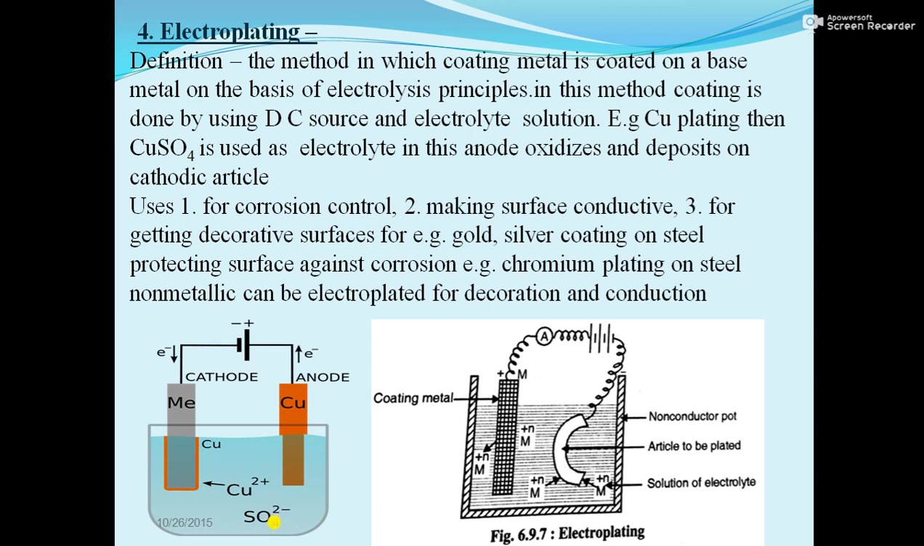Where is this applied? Electroplating can be used for getting decorative surfaces, like gold, chromium, brass coating on steel. It is used for protecting surfaces against corrosion also, like chromium plating on steel. Non-metallic materials like wood, paper, glass, leather, resin can be electroplated for decoration. Automobile, aircraft, radio and ammunition industries use parts made by electroforming. And electroplating can be used for special surfaces and engineering effects. So this is a very important technique for metal plating.